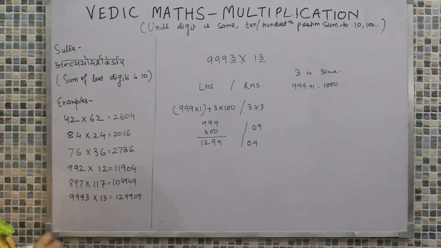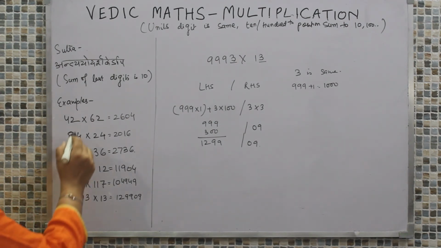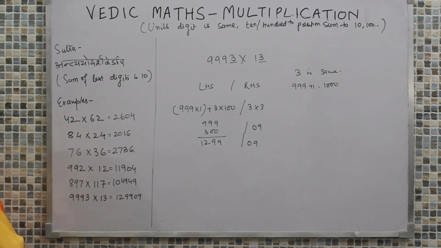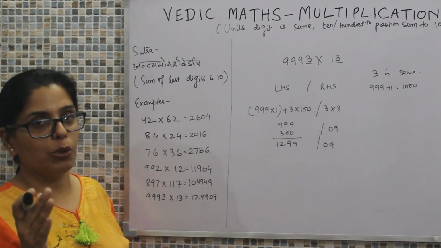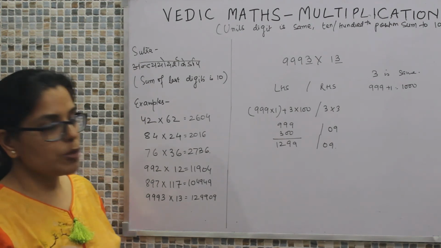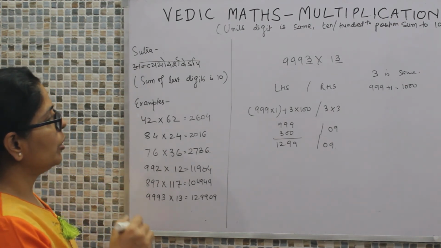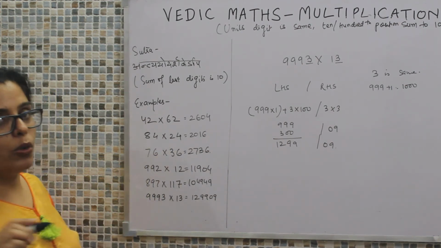So the answer is 129909. So what we have learnt in these examples was, the very first thing we had considered was the units place needs to be the same and the tens place or the hundreds place may sum up to either 10, 100 or 1000 depending upon how the question is. For those particular conditions, we need to implement this particular logic. And what logic have we done?